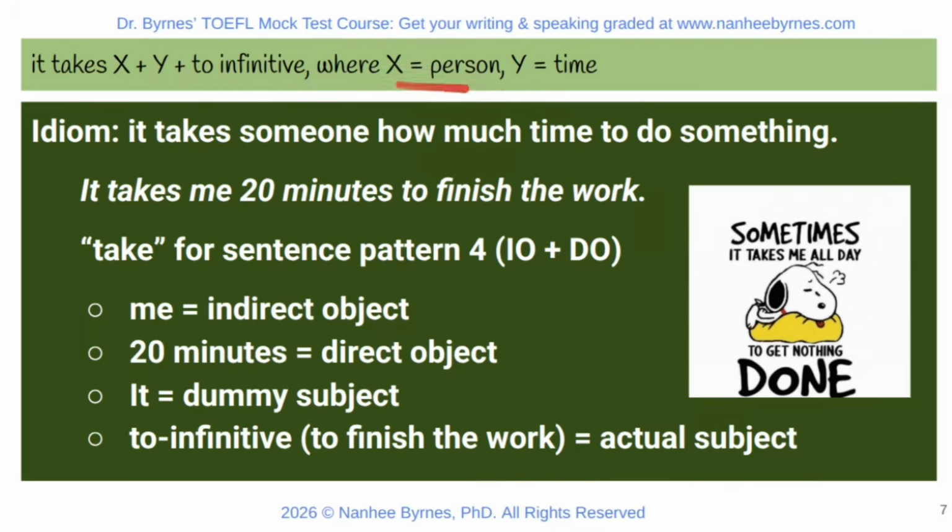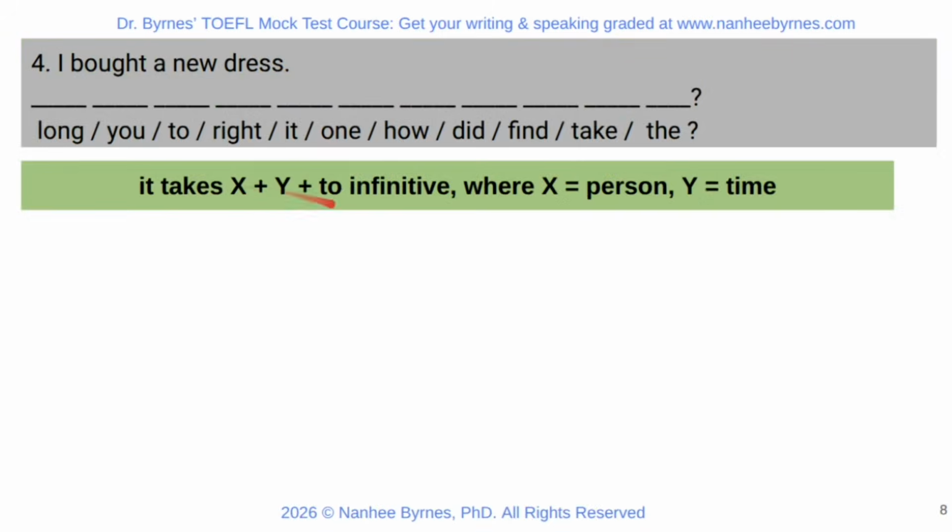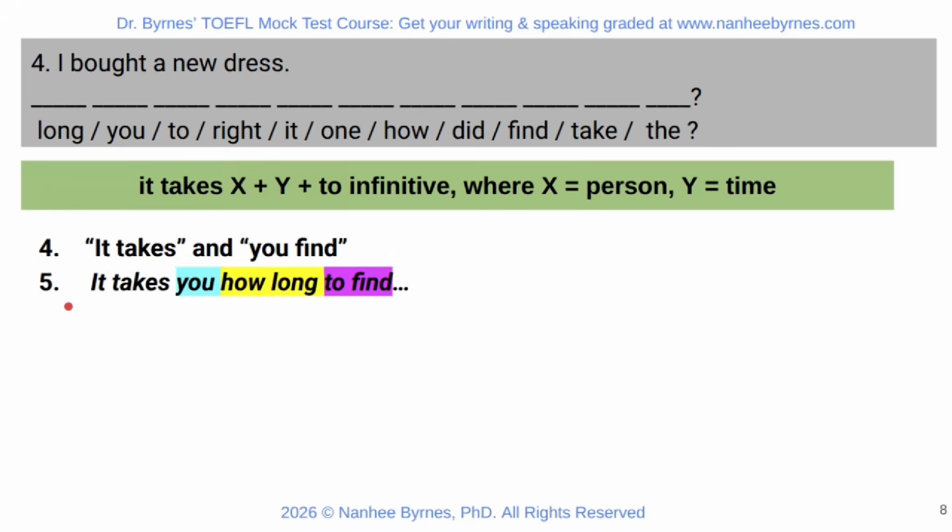Let's plug it takes and you find into the fixed phrase, it takes someone how much time to do something. The direct object has to be a how long phrase. Although how long looks like a modifier phrase, it serves as an object in this case because it means duration. Grammarians say how long is shorthand for the noun phrase how long a time. Enough grammar. Going back to our sentence building, we have this.